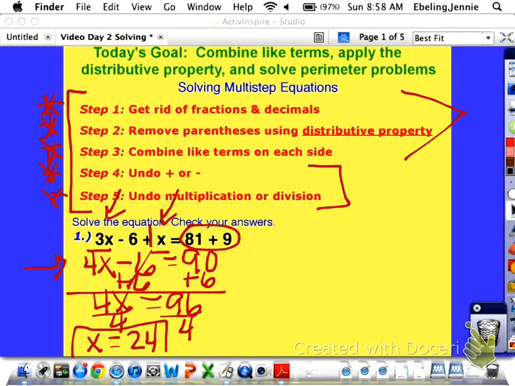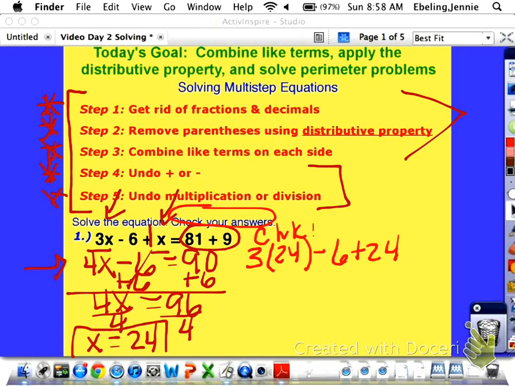Okay, I have a solution, but it does say up in the directions to check my work. So I am going to check my answer to make sure that I've done my algebra work correctly. So I'm going to just take the 3 in the equation, x, but since there's an x there, I'm going to put the 24 in its place. Minus 6 plus 24, and that's supposed to equal my 81 plus 9. Alright, well 3 times 24 is 72. Minus 6 plus 24 is supposed to equal this 81 plus 9, which is actually 90.